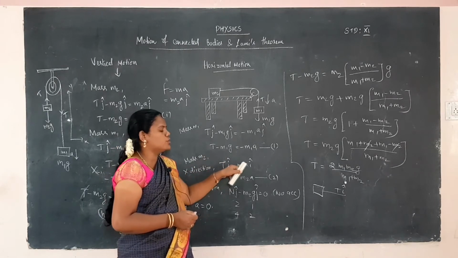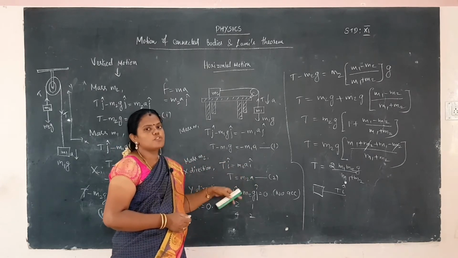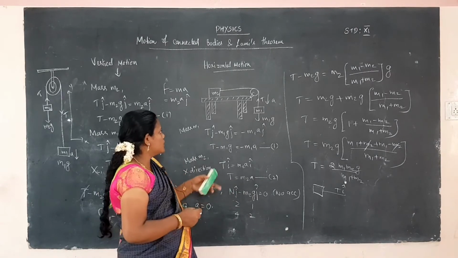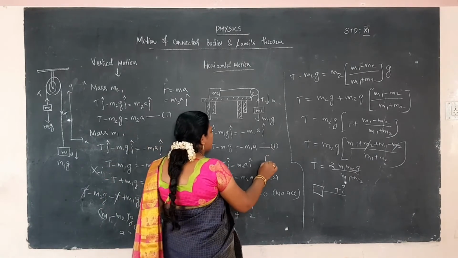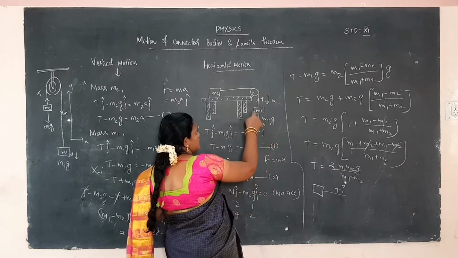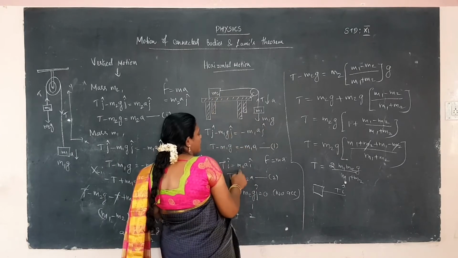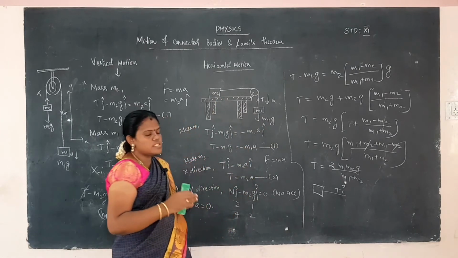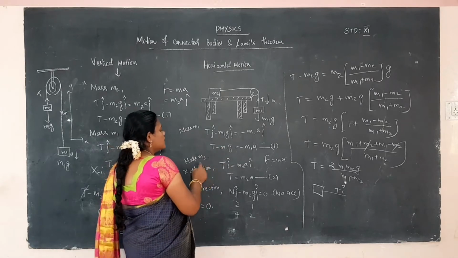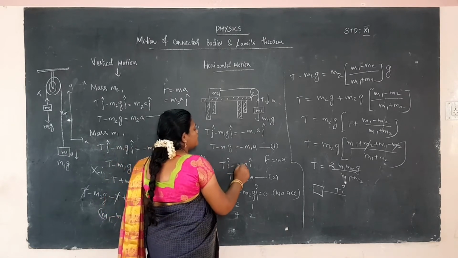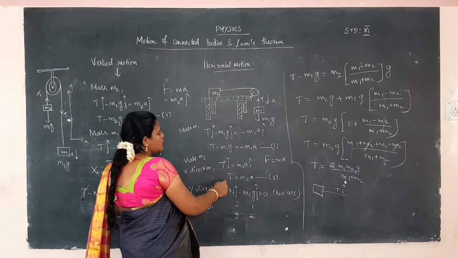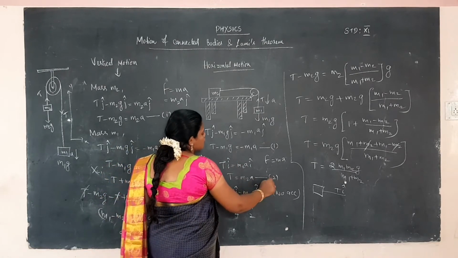T i cap is equal to the total force. The total force formula is from Newton's second law, F is equal to m into a. Here the mass is m2, so m2a into i cap. This is only considered in the x direction. So T i cap is equal to m2a i cap. Now taking the components only, T is equal to m2a. This is equation 2.